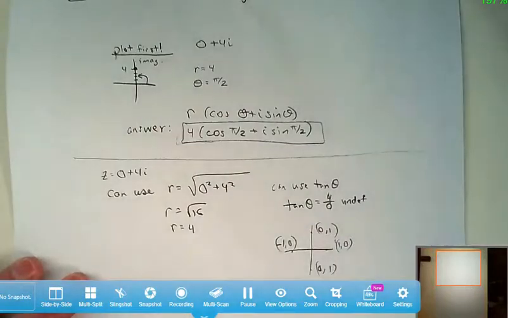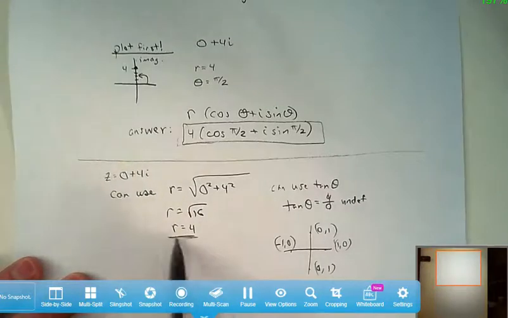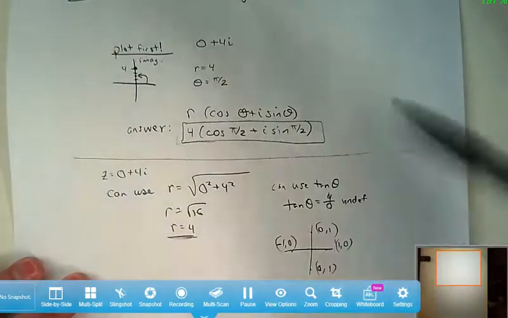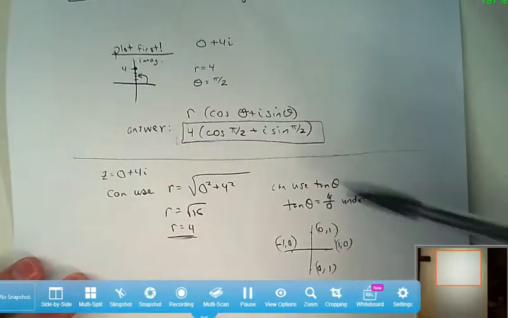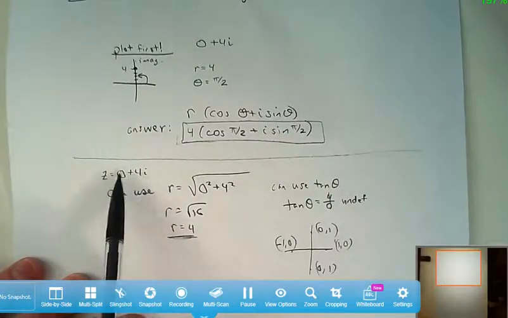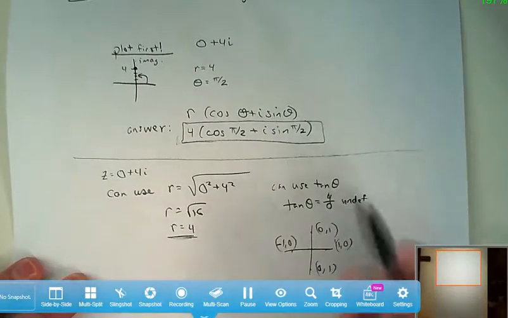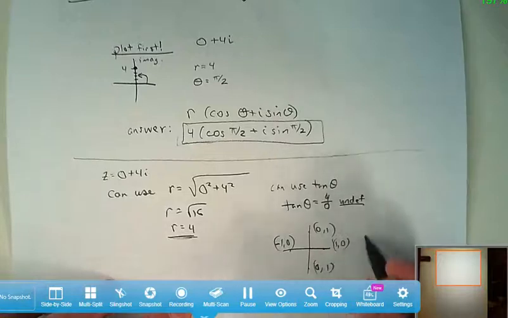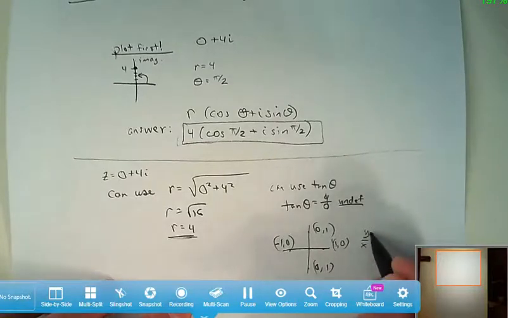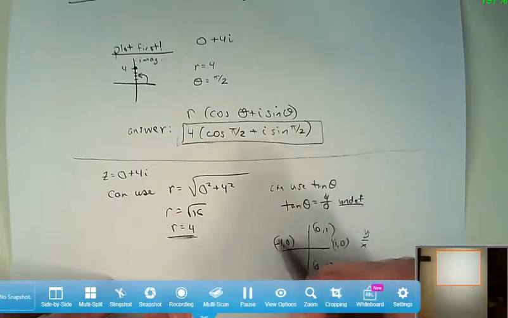So if you wanted to use the formula for r, you could. You're still going to get r equals 4. And then this is the one you don't want to get involved in. You could technically set up tangent theta as b over a. So b would be 4 and a would be 0, but that's undefined. So what you'd have to do next is start looking at where tangent's undefined. So you're going to have to remember you're looking for y over x, where the x is 0. This does not sound fun, does it?